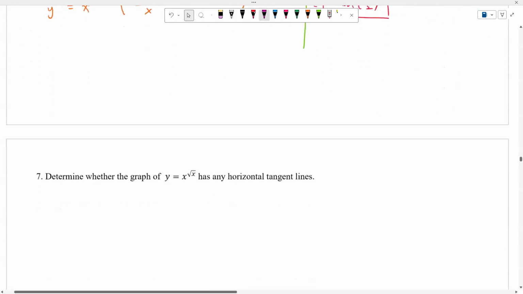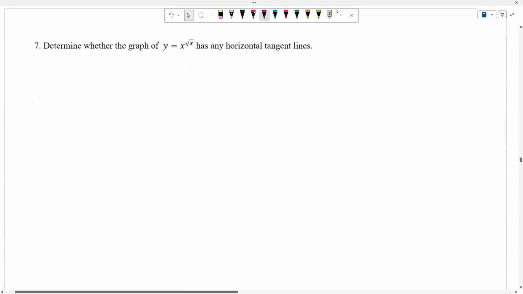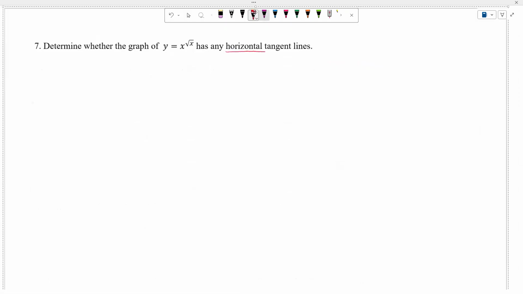Okay, so then let us work on our last example. Again, this problem right here, I would like to determine whether the graph of y equal to x times square root of x has any horizontal tangent line. So again, when I see this, I know that we are going to work with y prime equal to 0, right? Then now, let us look at this problem first. y equal to x times square root of x.